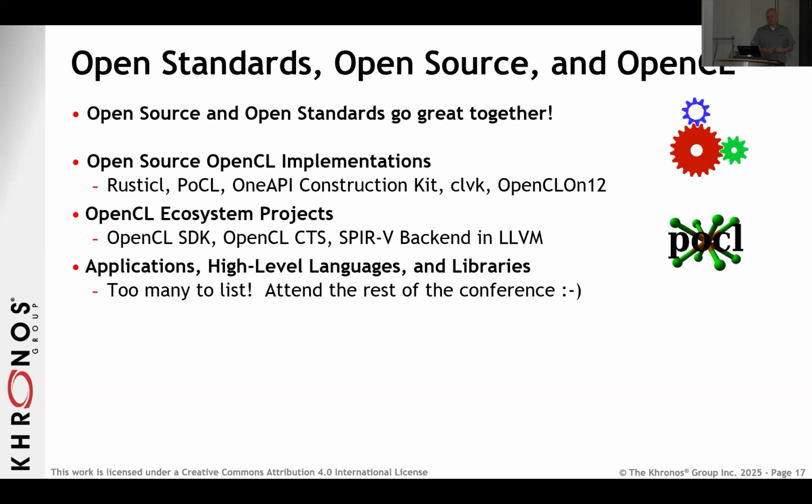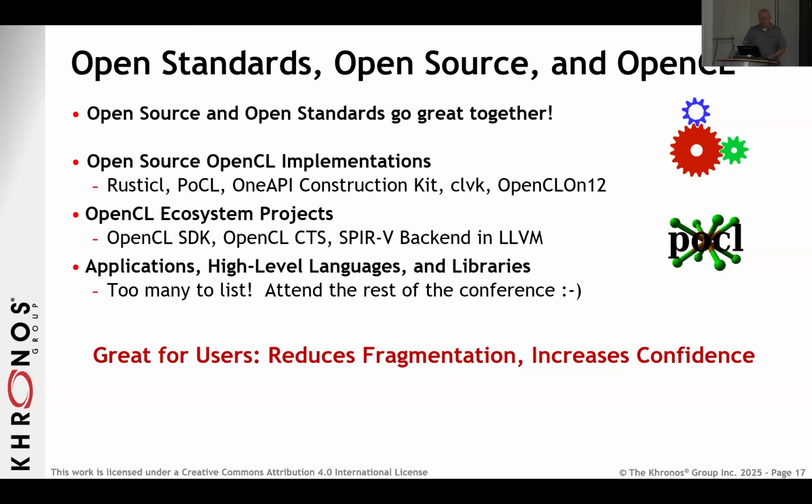But this also includes additions to the OpenCL ecosystem, like the OpenCL SDK, which is now developed in public, the CTS, which we talked about previously, and then the ecosystem projects like the SPIR-V backend in LLVM, and I think we have a talk about that at IWOCL. Plus all the applications, high-level libraries, and languages, too many to list, but we'll hear about a bunch of them at the conference.